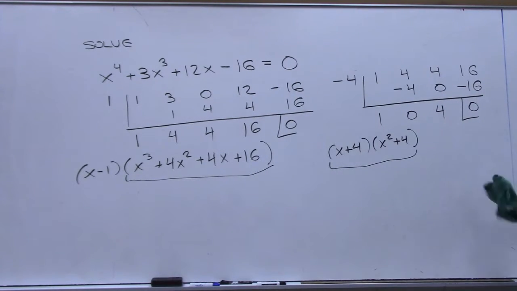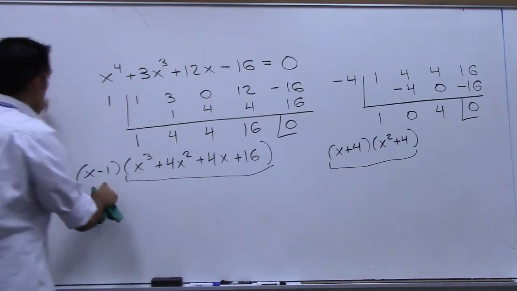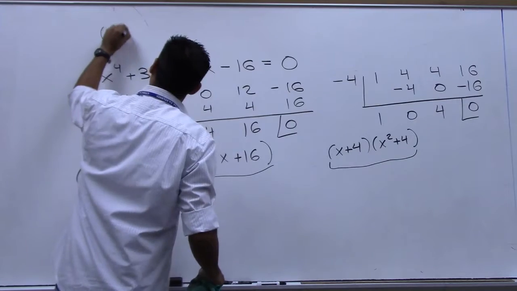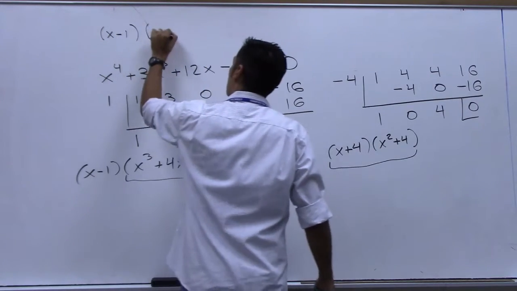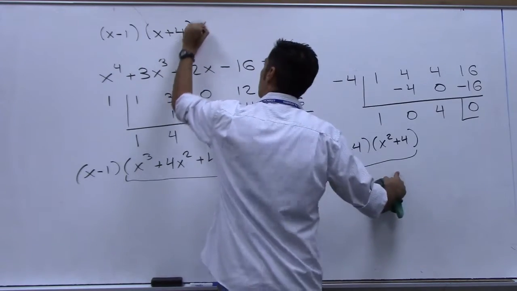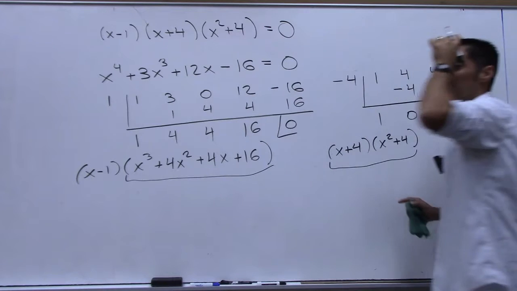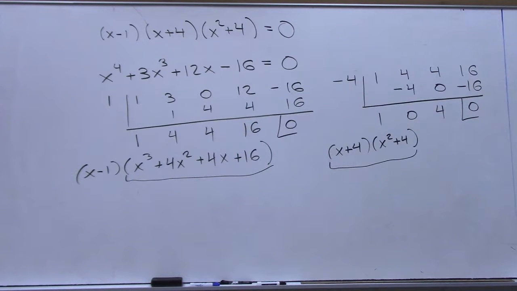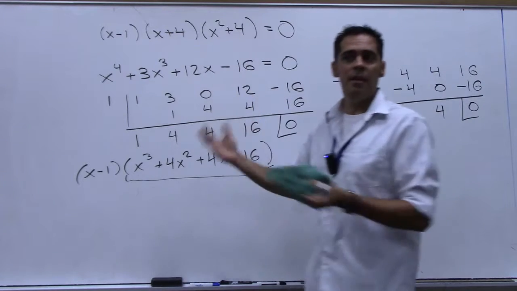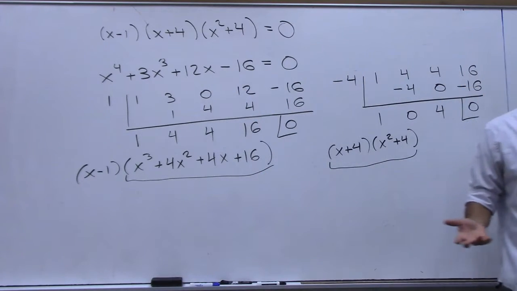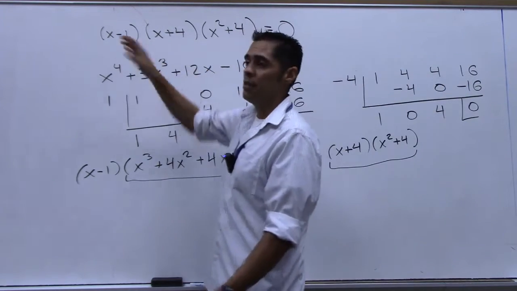So going back to the original problem, when I set this up and I rewrite that, I have x minus 1. Then I have x plus 4. And then I have x squared plus 4 equals 0, don't I? And we would say, if this problem was to sketch or something like that, this piece doesn't have any role in the sketch, does it? It doesn't, right? This part. These two are our two x-intercepts.